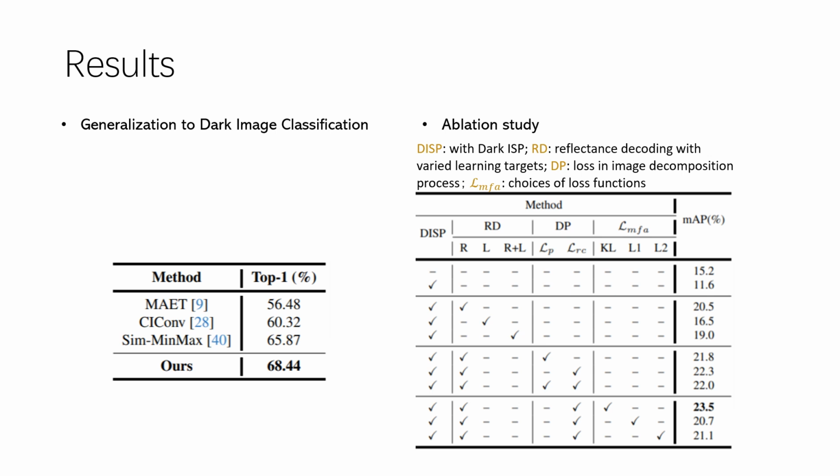Next, we show the key ablation study. With dark ISP and the synthesized low-light images, the model's performance is even getting worse. However, after adding our reflectance decoder, the performance is largely boosted, and we show that only using the reflectance as a learning target, the method performs the best. Next, we compare the newly introduced image decomposition process with the vanilla one by comparing their loss and their results. They show that only using our newly proposed recomposition coherence loss, the improvement is the largest.